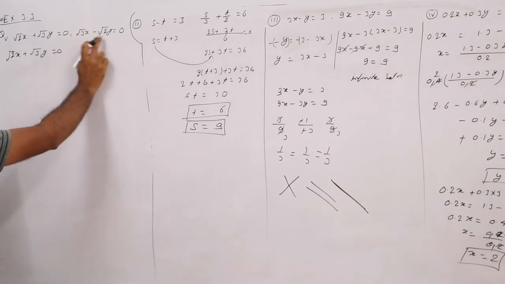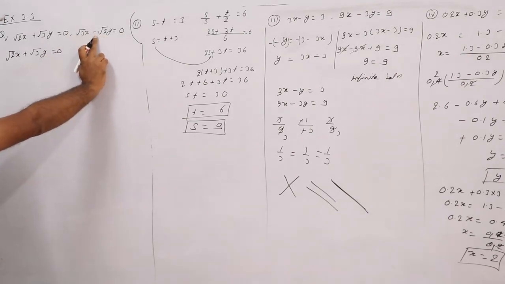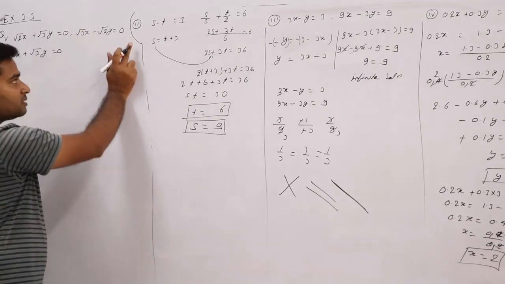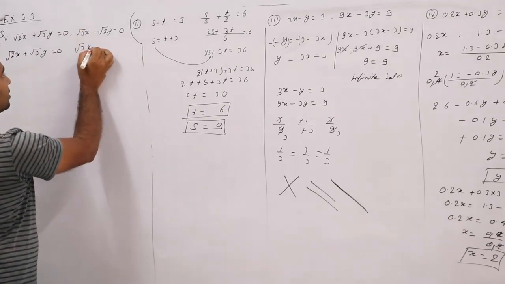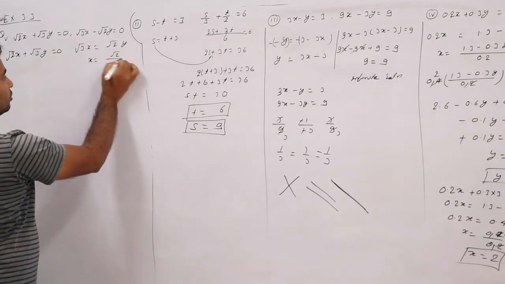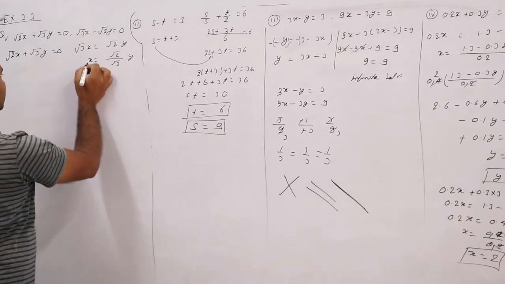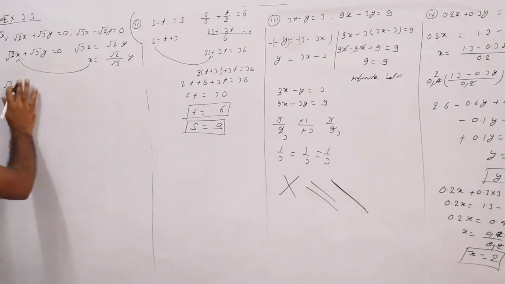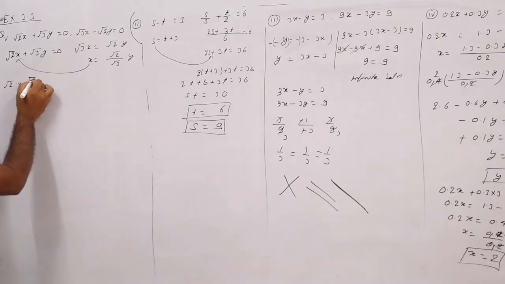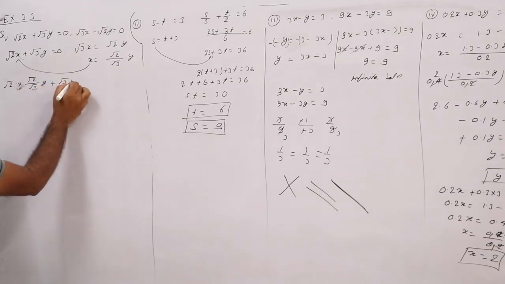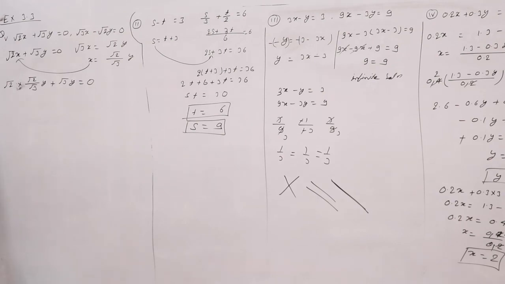Is equal to 0. Here find the value of x or y. Because here one term is minus, if you take it to this side it will become plus. So root 3 x is equal to root 2 y, so x is equal to root 2 by root 3 y. Now this value we are substituting here. So root 2 x is root 2 by root 3 y, plus root 3 y is equal to 0.